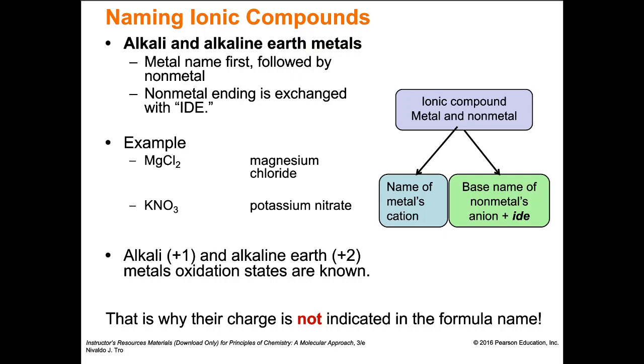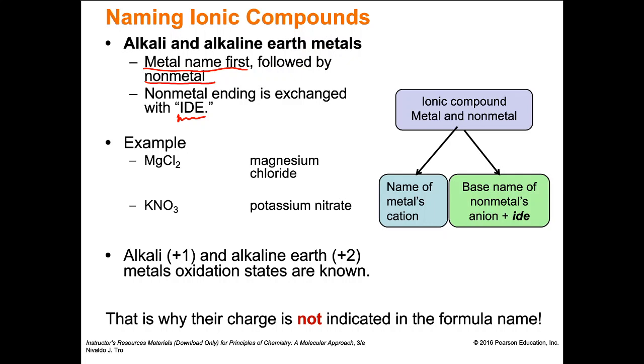magnesium, potassium, copper. Now, we'll get into the transition metal elements, and those are a little bit different. But for now we're just talking about your basic alkaline earth metals. The important thing here is that things like magnesium, potassium, calcium, they only have one charge state. So there's no need to indicate what the charge is. So we're going to first name the metal, and then we're going to name the nonmetal. The trick to it here is that we're going to turn the nonmetal ending to ide, I-D-E.